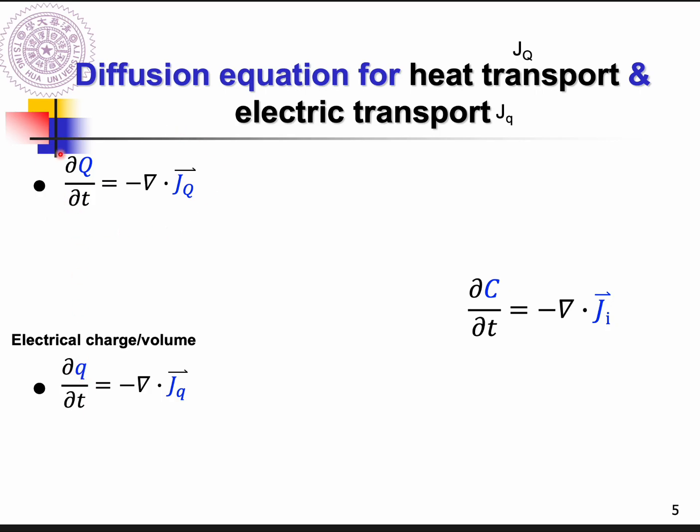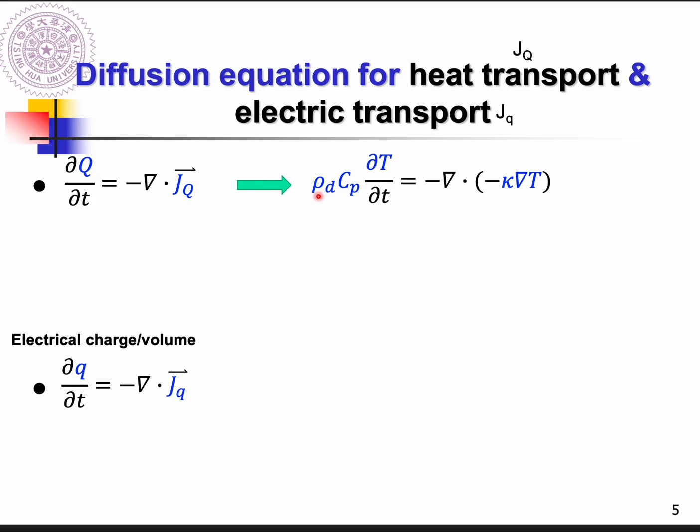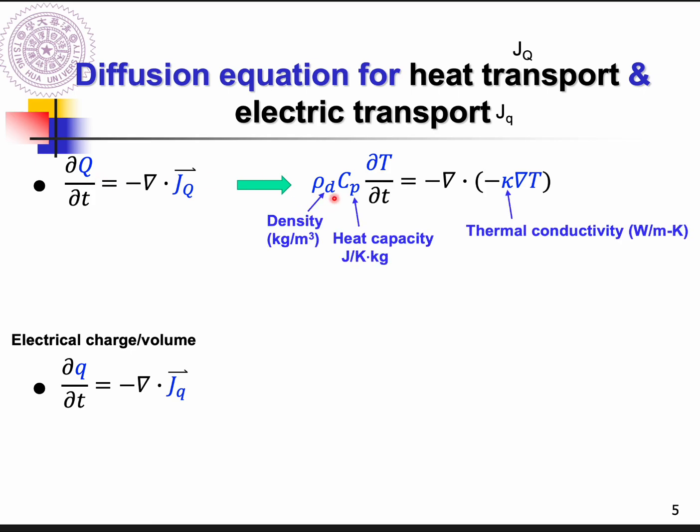So based on this, the heat dQ can be rewritten in terms of the density, heat capacity, and dT. Cp dT is the heat, but the unit is not consistent, so we multiply by the density. So you get the consistent unit. And this one is based on Fourier's law: you get the minus kappa times the temperature gradient. And we just move these parameters to the right-hand side, and you will get these results.